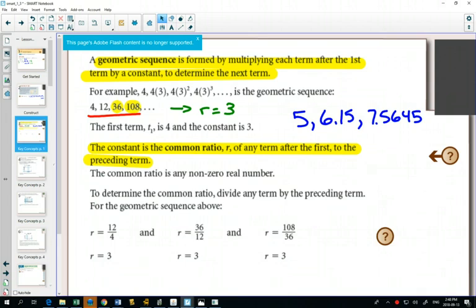So if you take 6.15 and divide by 5, you get 1.23. And if you take 7.5645 and divide it by 6.15, you get 1.23. So you can find your common ratio by taking any two consecutive terms and dividing them. Sometimes a question will ask, is this a geometric sequence? Then you would have to check them all to make sure you're always multiplying by the same thing, that the common ratio is the same all the way through.